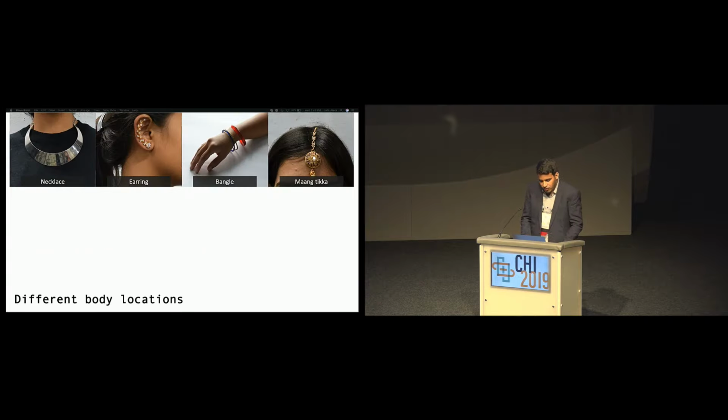The second important part of our taxonomy of jewelry design is the different body locations. And like in case of Jewelements, we analyzed each body location and thought of interactions that made sense with respect to that location.